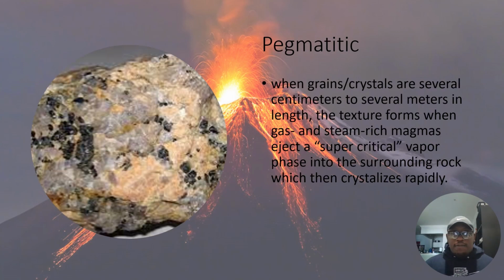Then we have pegmatitic. These grain sizes, slash crystal sizes, are large enough where you can actually use a ruler and count several centimeters in size, and they can get bigger. I definitely want you guys to Google cool pegmatites because I believe there was one in the Dallas Natural Museum where the crystal size was at least a foot long.